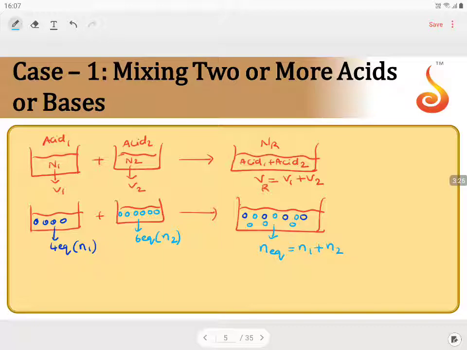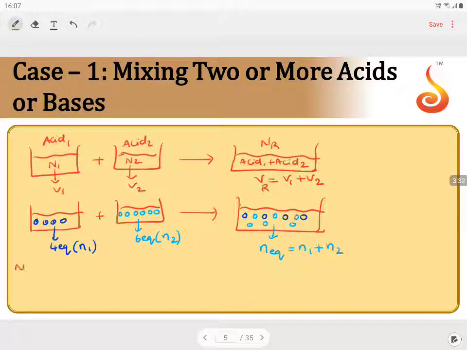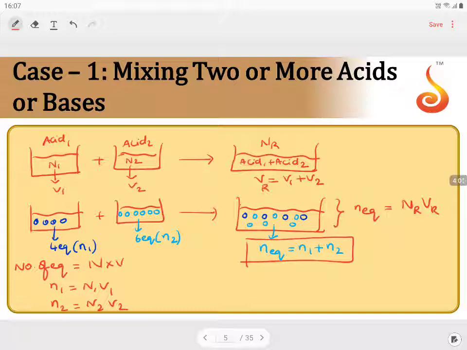Now what is number of equivalents? Number of equivalents is given by normality into volume. So we can say n1 is equal to N1 into V1. The same way n2 is equal to N2 into V2, and the same way the total number of equivalents is equal to resultant normality into resultant volume. So now according to this equation, n equivalents is equal to n1 plus n2.